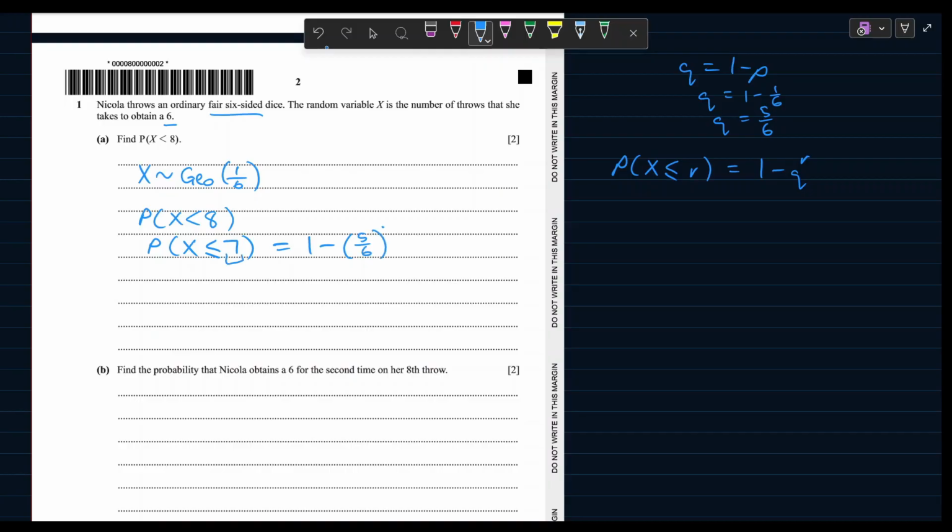R is 7. So the probability that x is less than or equal to 7 is equal to 1 minus 5 over 6 to the power 7. And this gives us 0.721. And that's our final answer.